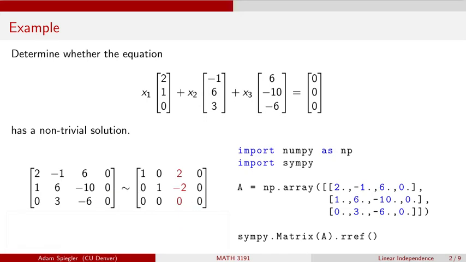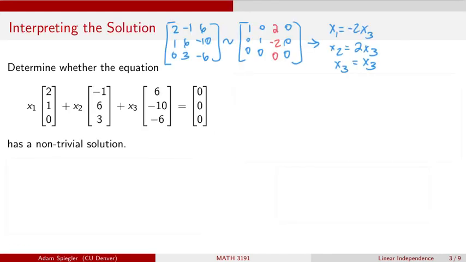Notice that in this form, the first column has a pivot, the second column has a pivot, and the third column, corresponding to x3, does not have a pivot. So we have a free variable, which means a non-trivial solution exists for the vector equation up top. What is that going to tell us about the relation between the column vectors (2, 1, 0), (-1, 6, 3), and (6, -10, -6)?